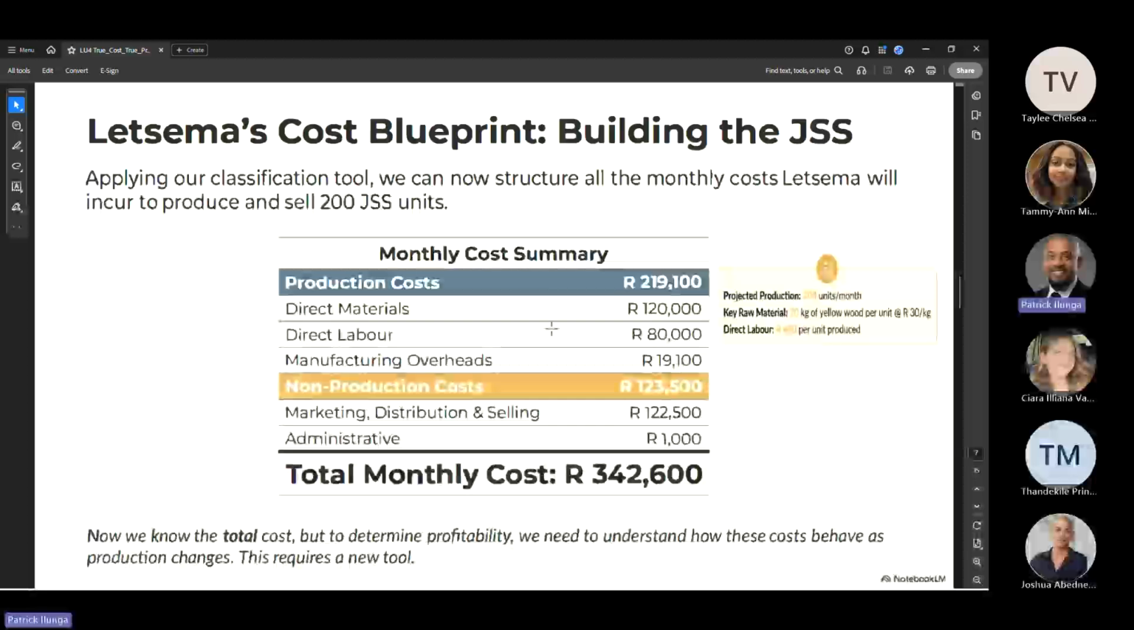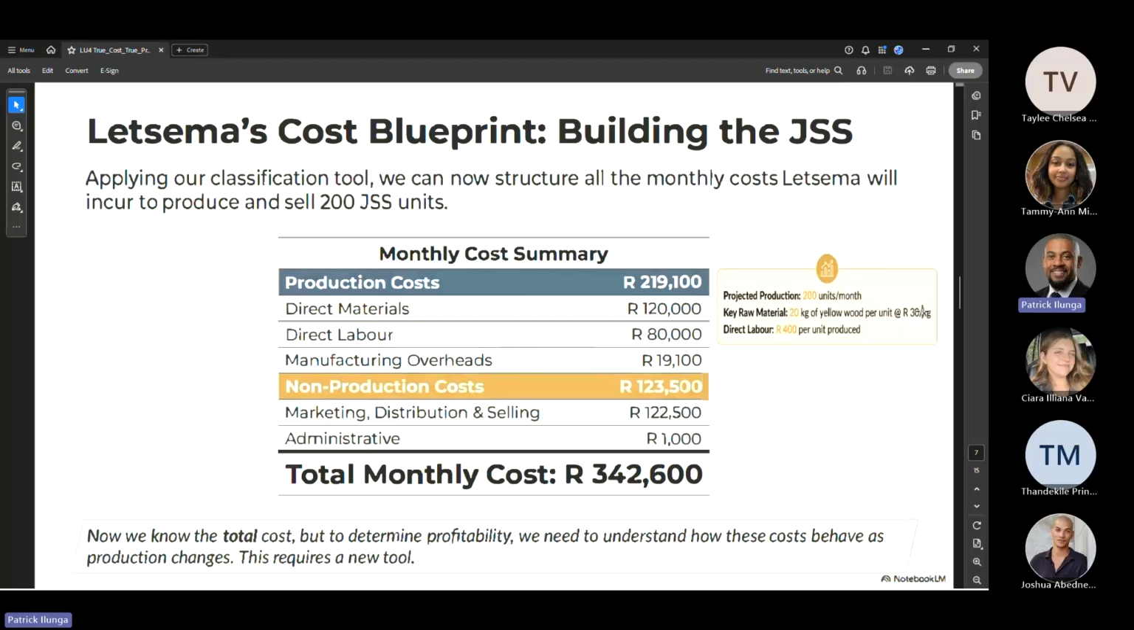How you should think. For my direct material, what is my direct material? It's the yellow wood. Yellow wood is my direct material. They gave me the number of kgs that I need for 1 unit plus the price per kg. Don't make the mistake of thinking that this 30 is the price for the 20 kgs. No, it is the price per kg.